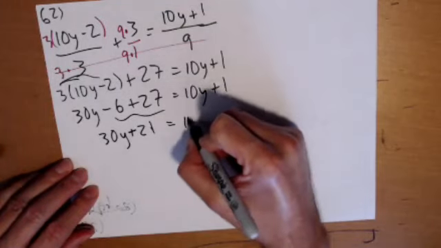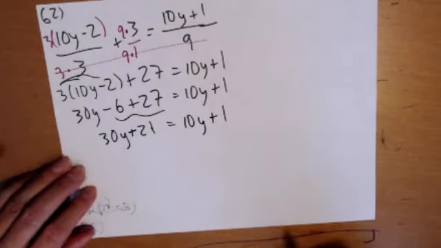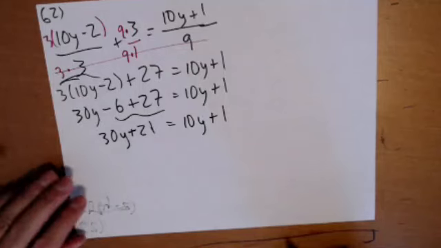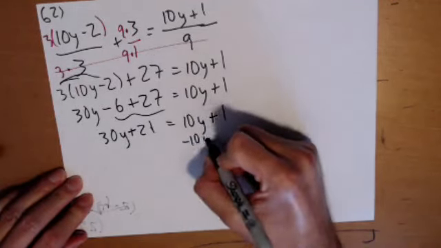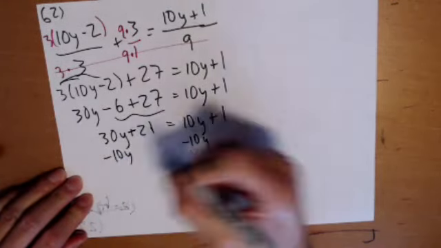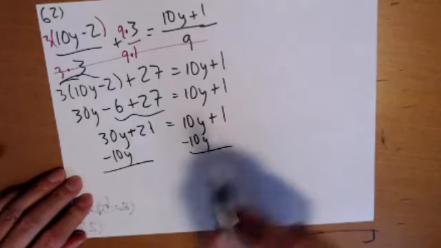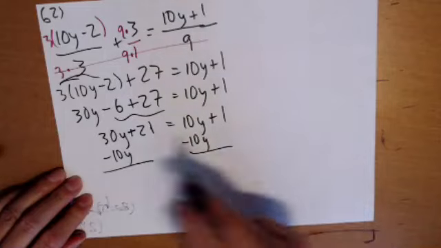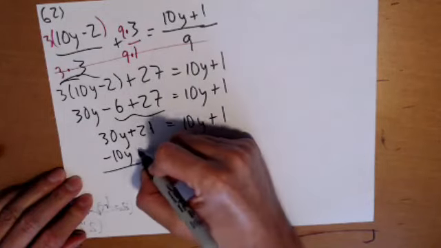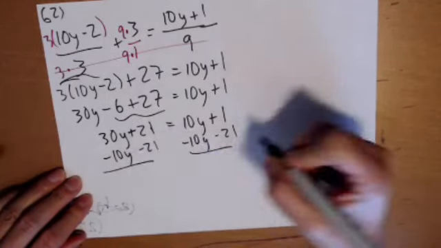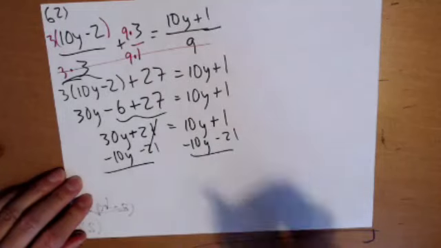equals 10y plus 1. Okay, let's get all the y's onto the left side. So minus 10y, minus 10y. See how whatever I do to the right, I do to the left, or vice versa. Whatever I do to the left, I do to the right. And we want all the numbers on this side. So let's subtract 21, subtract 21. So those go bye-bye.